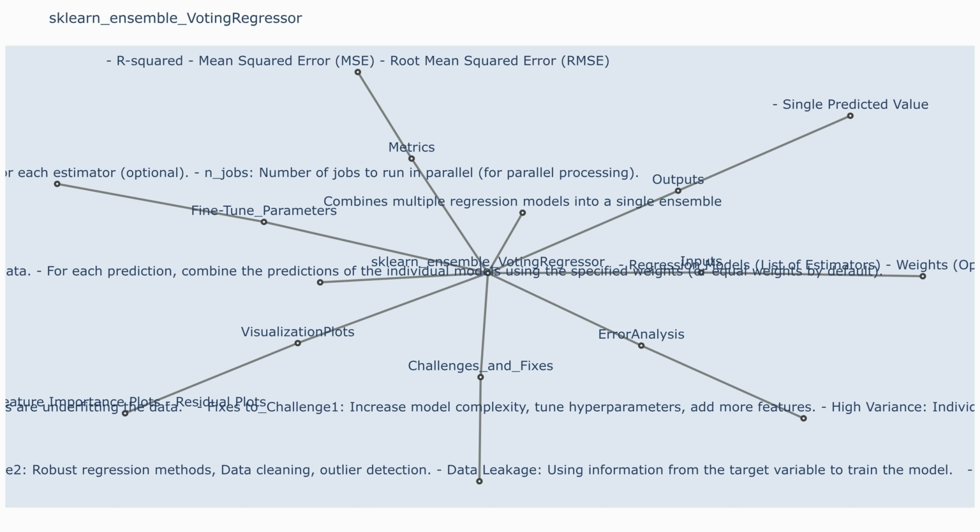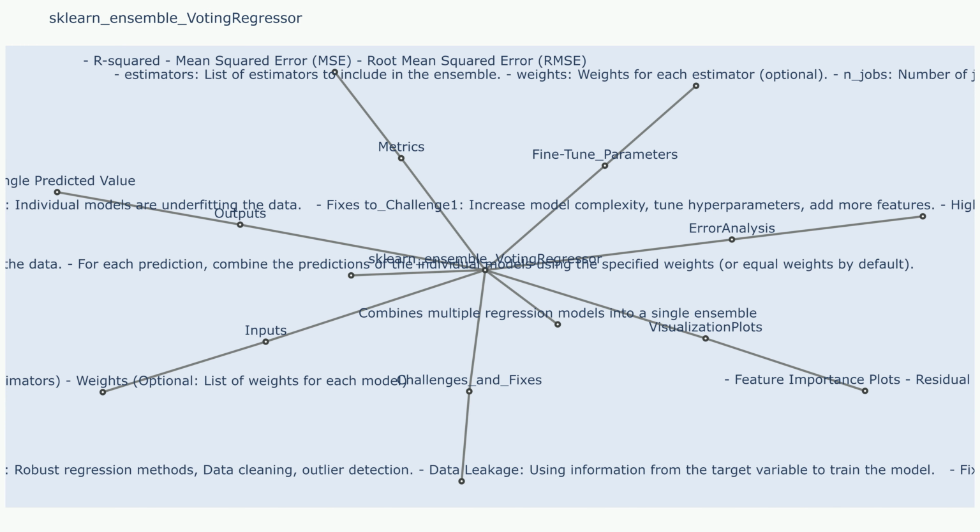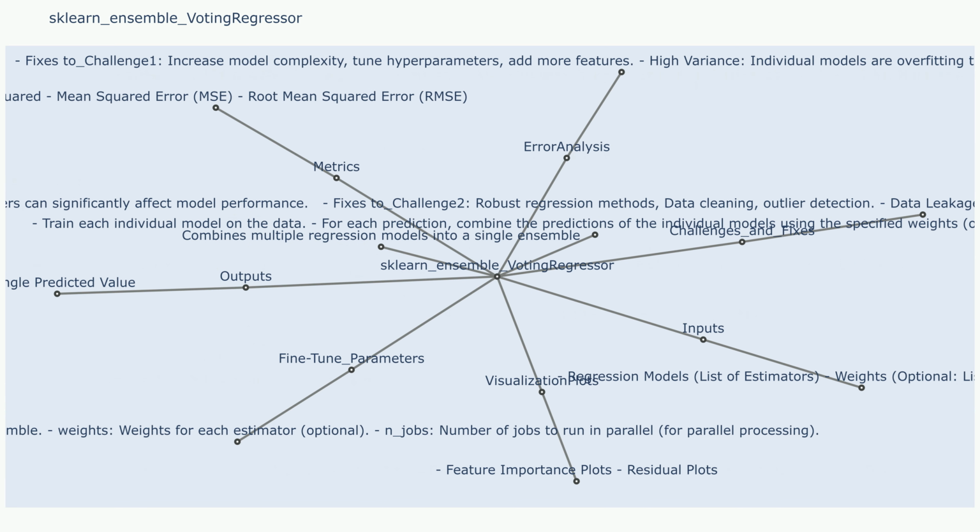sklearn ensemble voting regressor. Description: the voting regressor in scikit-learn is a powerful ensemble learning method for combining multiple regression models to improve prediction accuracy. It leverages the strengths of different models by averaging their individual predictions, effectively mitigating the weaknesses of any single model. This process typically results in a more robust and accurate prediction compared to using any single model alone.